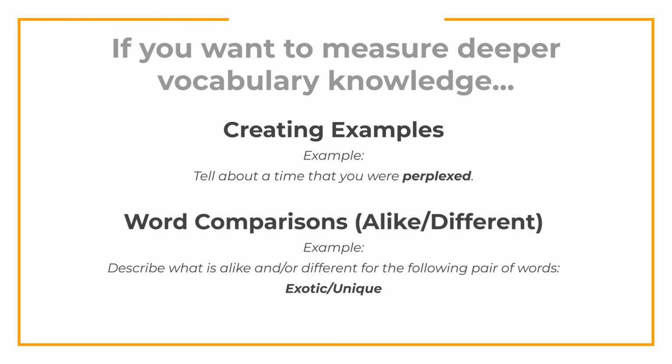So there are a variety of formats that can be used to assess deeper levels of word knowledge. If we want students to use what they know about the word to evaluate contexts and uses of the word, then we might consider a few of these strategies. So we could have students create examples using words across different contexts. So, tell us about a time that you were perplexed. Or you could ask students to describe what is alike and or different for pairs of words that are semantically pretty similar, such as the words exotic and unique.